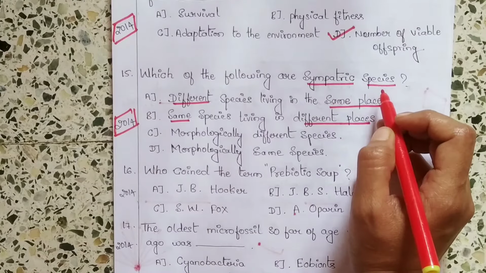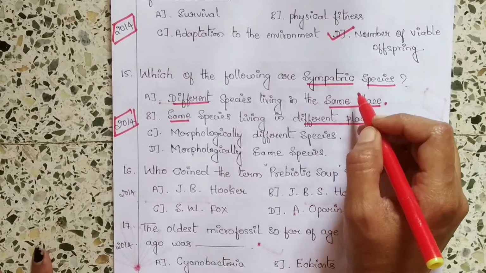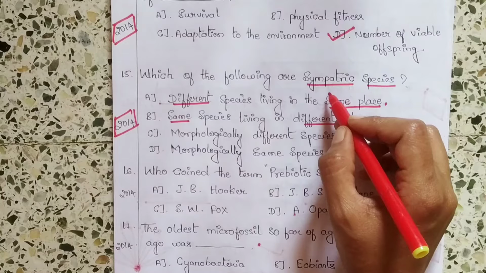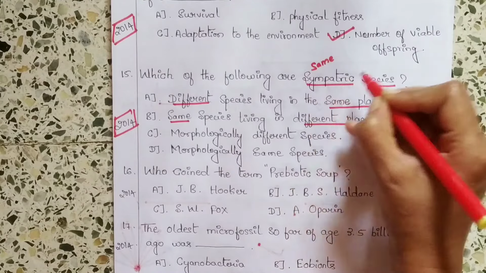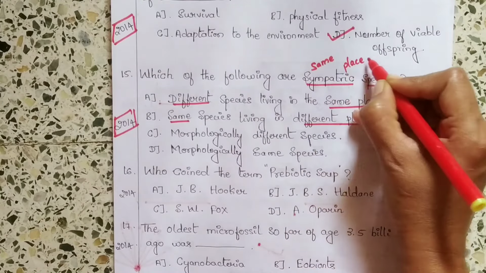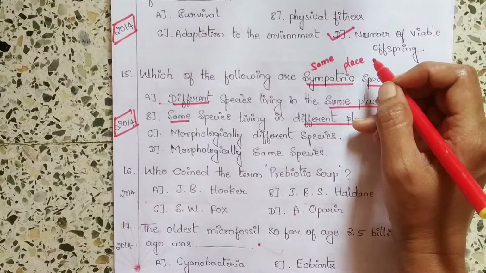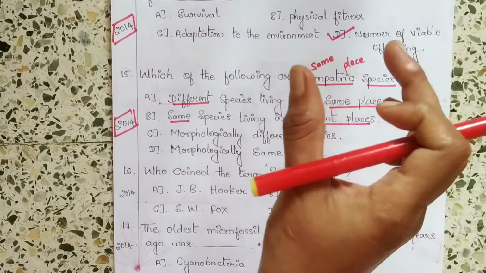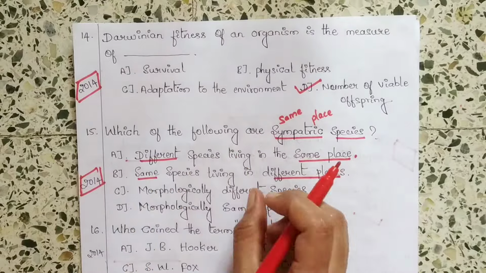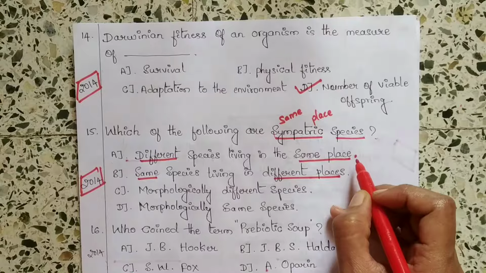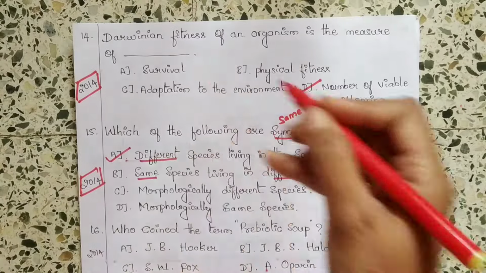See here, sym means same. Okay, sym means same. Patric means place. Okay, so some of the answers will be in the term itself, in the name itself, so we will get some clues there. Different species living in the same place are called sympatric species. So the answer for this is option A.